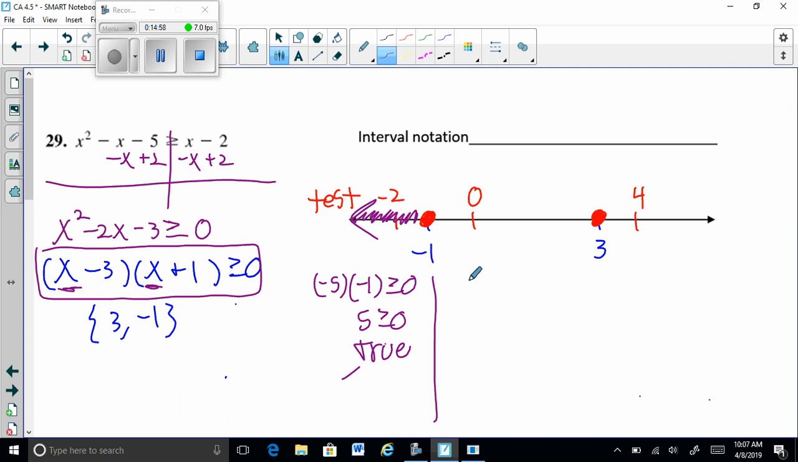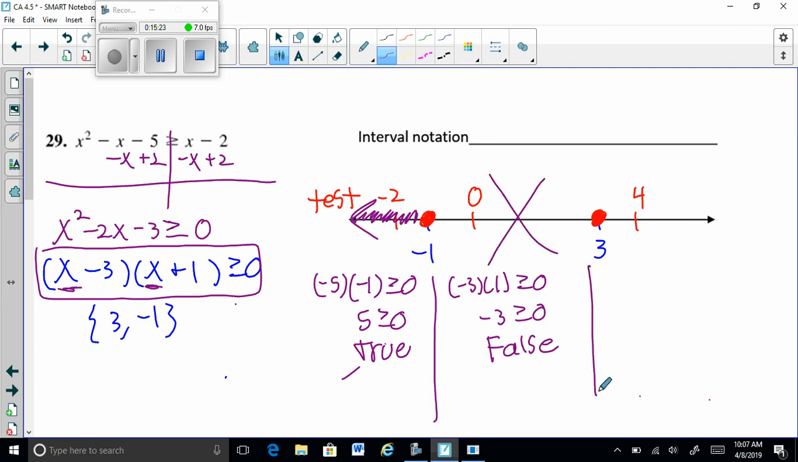Next one, we're going to try 0. So once again, you plug it in for x. You could plug it into the, well, I wouldn't want to plug it into the original. That'd be pretty messy. So we're going to plug it into this factored form. And so you should end up with -3 times 1. Is that greater than or equal to 0? Well, you get -3 is greater than or equal to 0. That comes back false. We don't want to shade here. Now we'll try the 4.